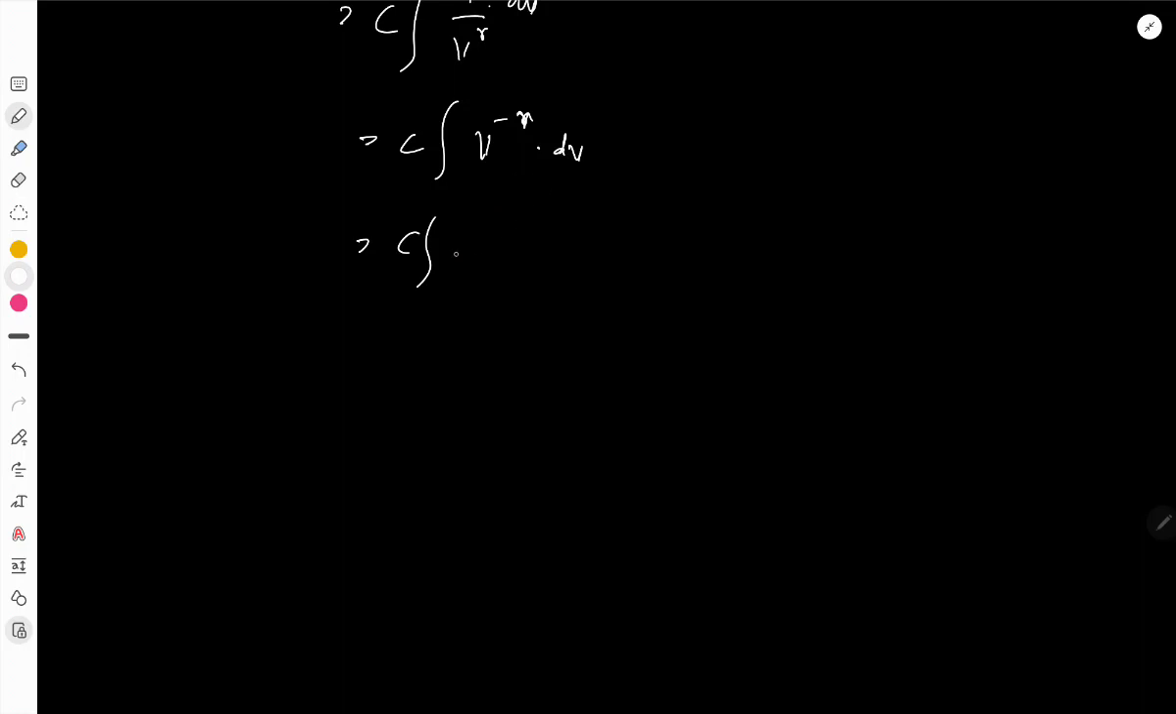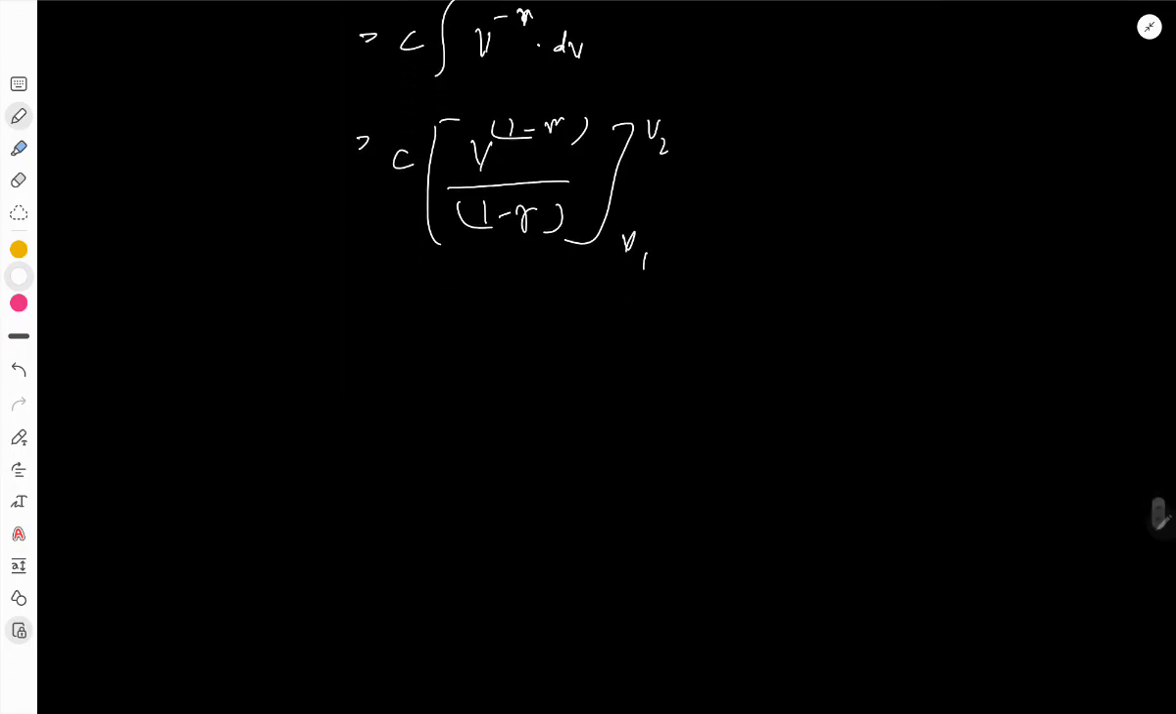this is plus 1, so V to the power 1 minus gamma upon 1 minus gamma. And now we have taken our integration, so I'll remove the integral sign, and let us put limits from V1 till V2, and this is now equal to C. I'll also take 1 minus gamma outside. Now it is V2 to the power 1 minus gamma minus V1 to the power 1 minus gamma.